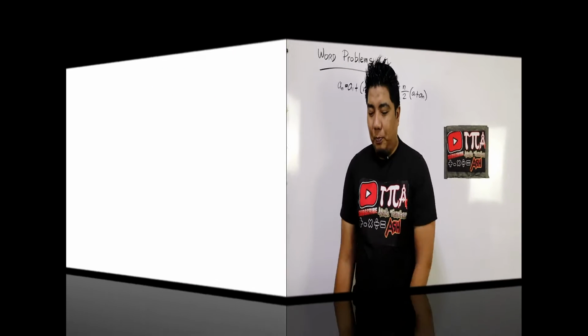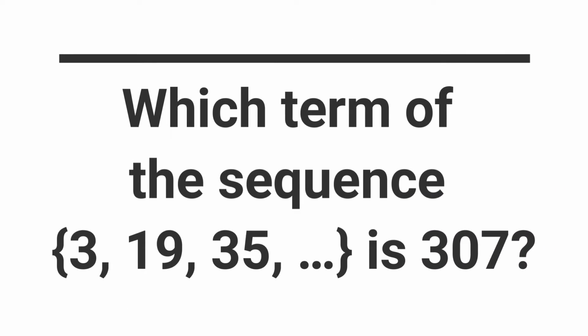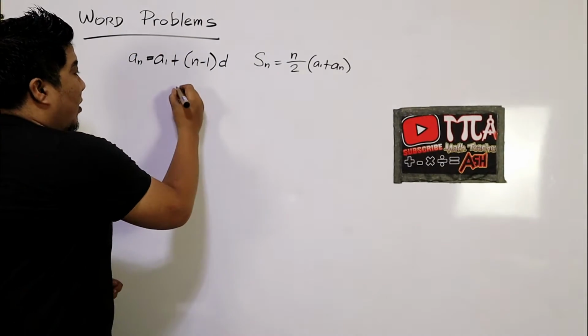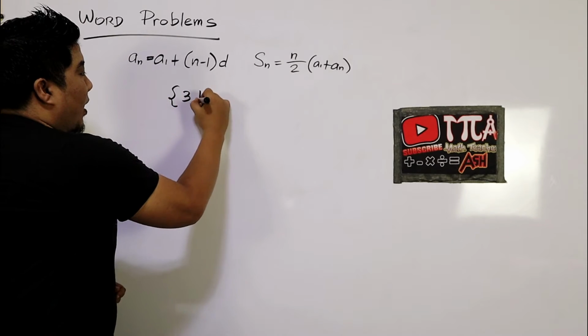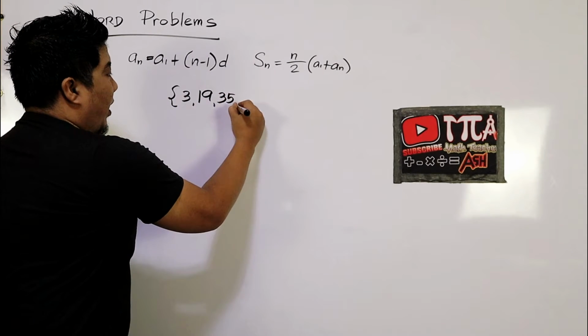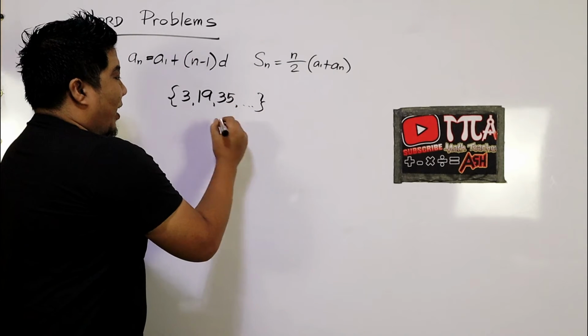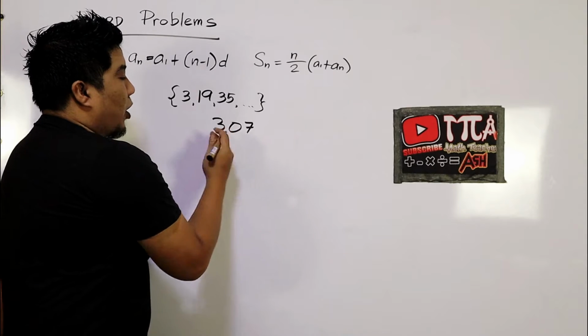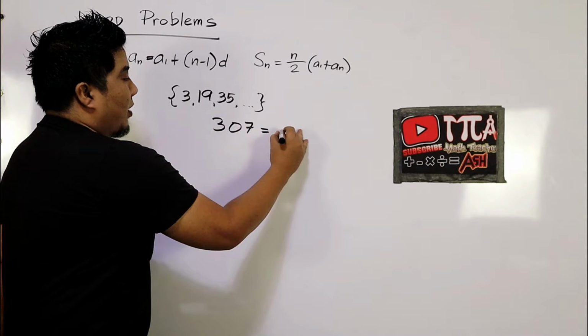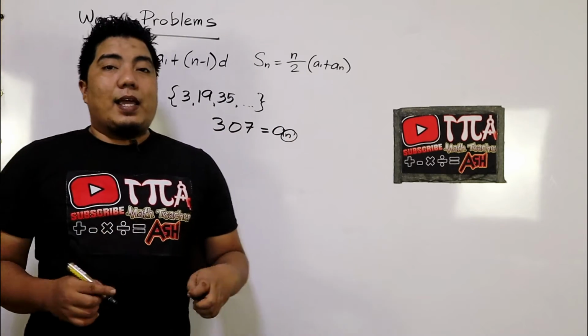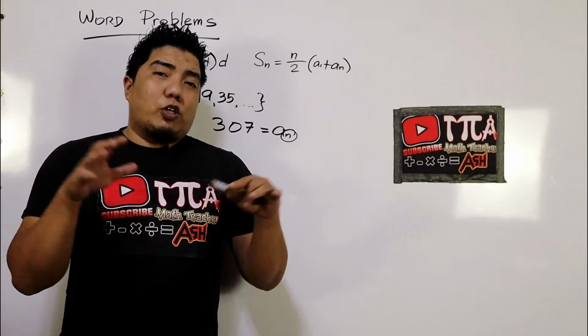Question number 1. Which term of the sequence 3, 19, 35, and so on and so forth is 307? Okay, math learners, the given sequence is 3, 19, 35, and so on, that is an ellipsis. And what is being asked is the term 307, what is this term? So it talks about the position of the term 307. So how do we solve this one?